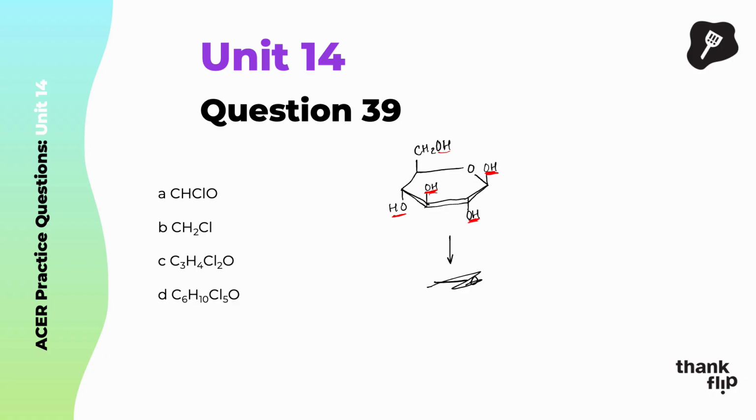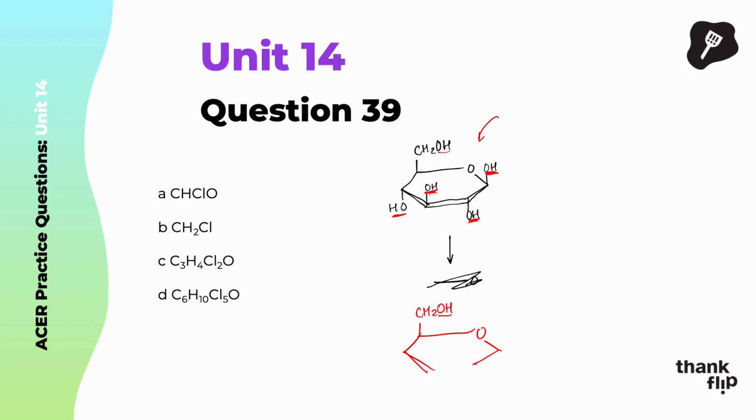All of these hydroxyl groups that are attached to the ring of glucose, so I've drawn out the glucose molecule here, they're replaced by chlorine atoms. So I'm going to draw that out here. So we have CH2OH. This hydroxyl group is left alone because it's not attached to the ring.